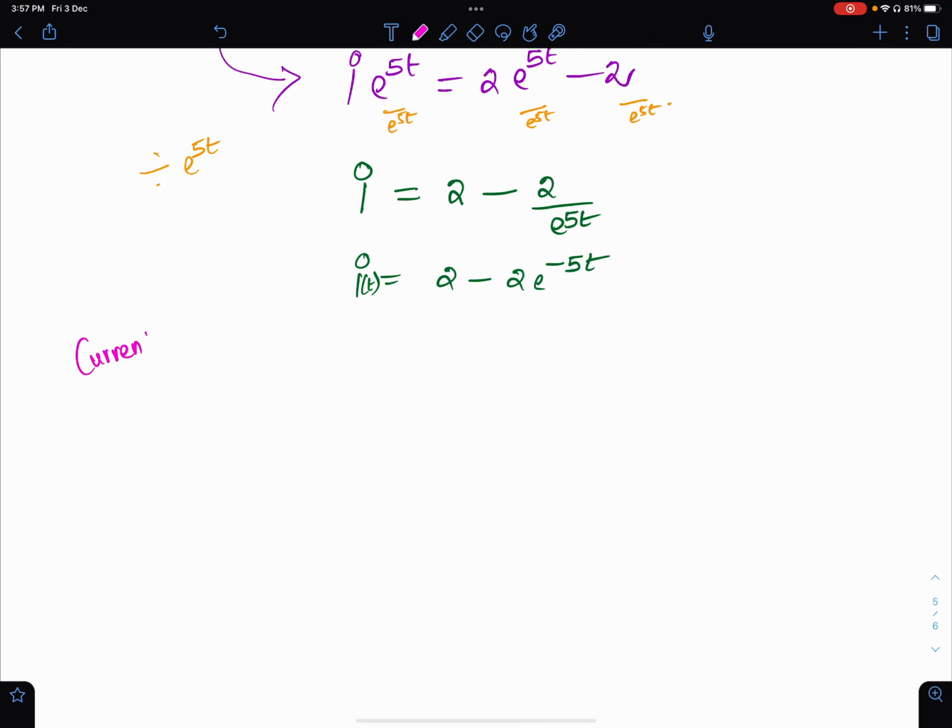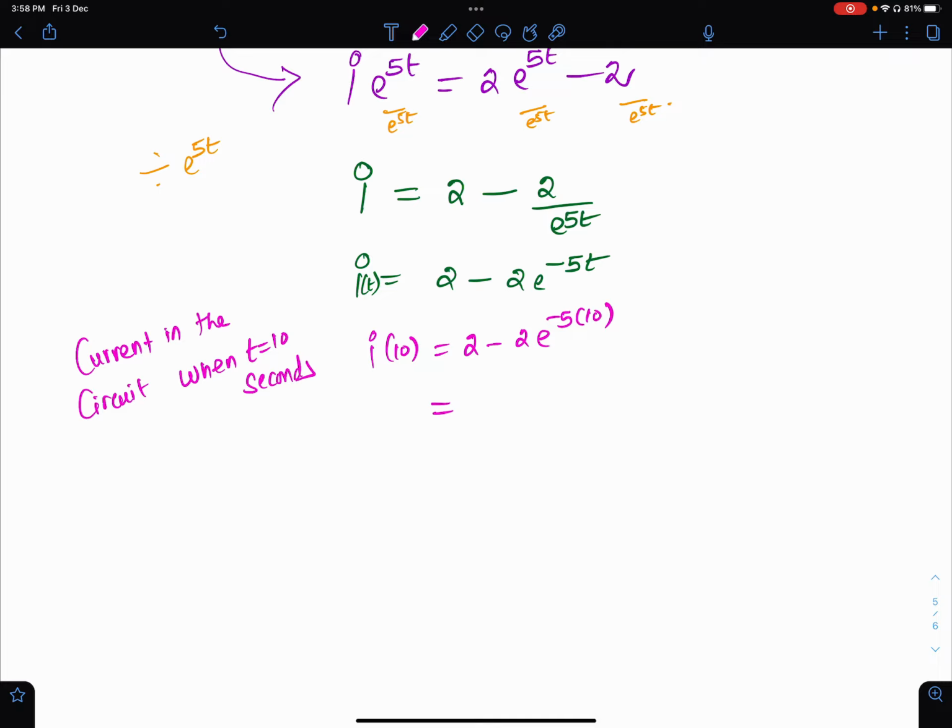So the current in the circuit when t equals 10 seconds. Put t as 10: 2 minus 2 e power minus 5 times 10. So this is equal to, just write this as the answer, 2 minus 2 e power minus 50 amperes. That's all. Don't write too much. This is enough. If you want to use the calculator, you can, but it is enough. Okay, so this is the second application.